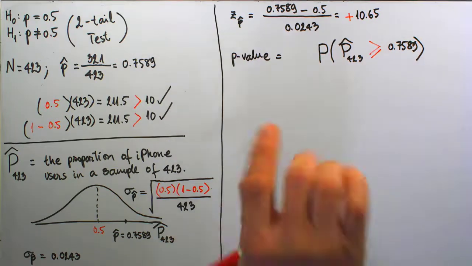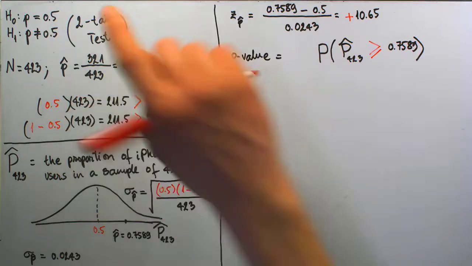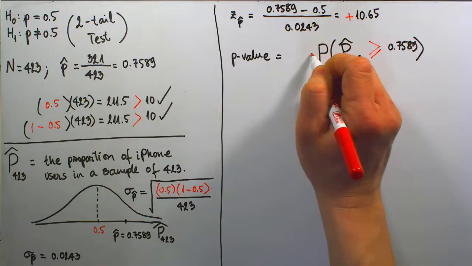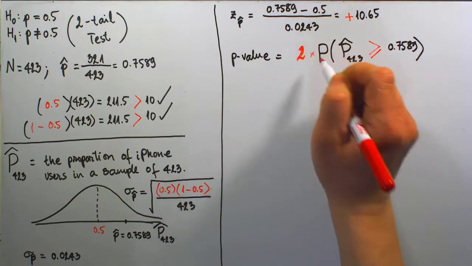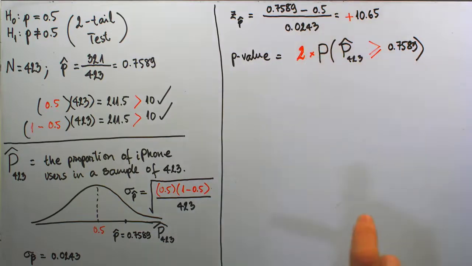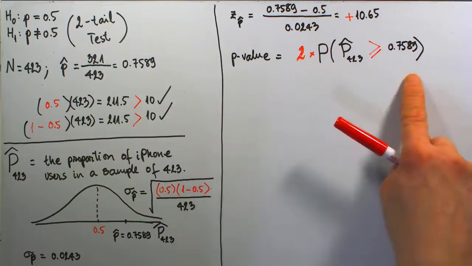So in order to achieve the exact p-value calculation for a two-tailed test, we are going to multiply that overall probability by 2. So this is 2 times the probability, 2 times the right tail probability.